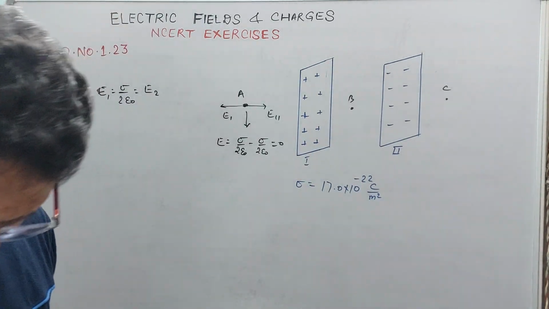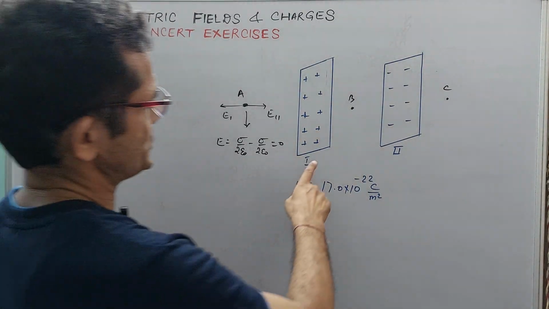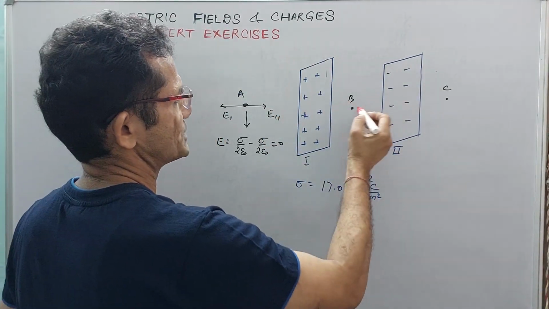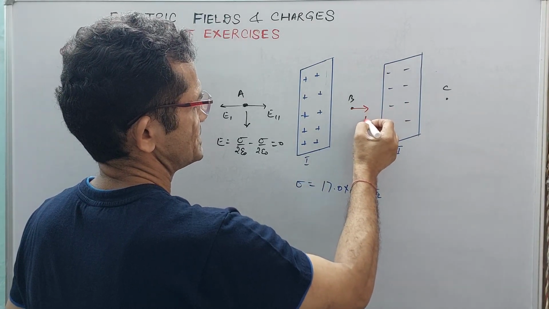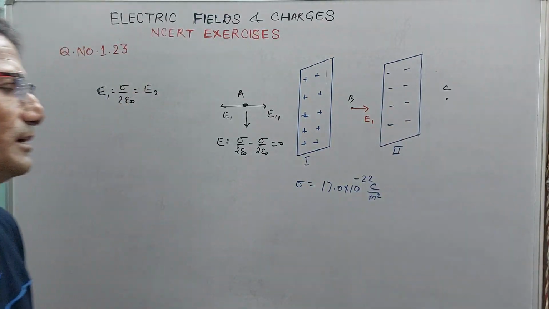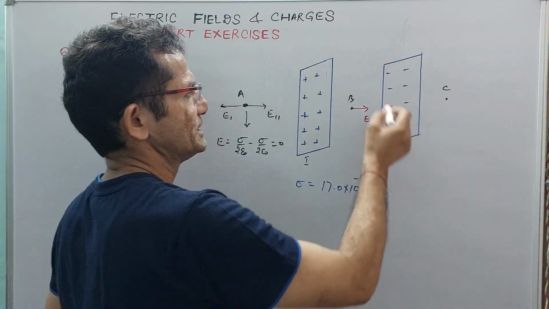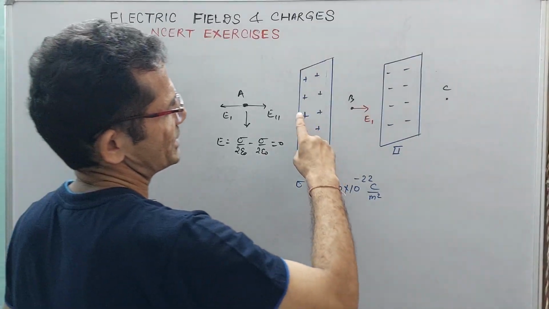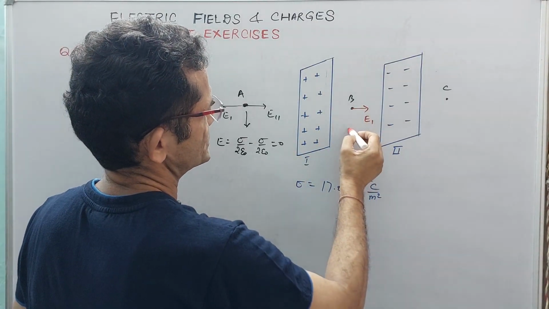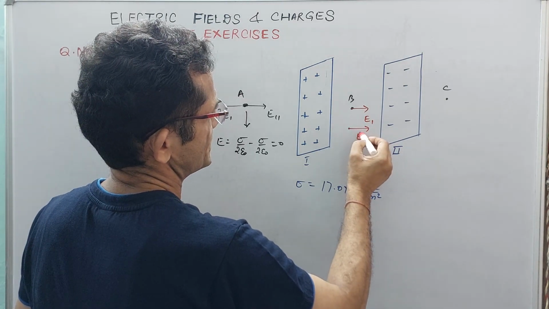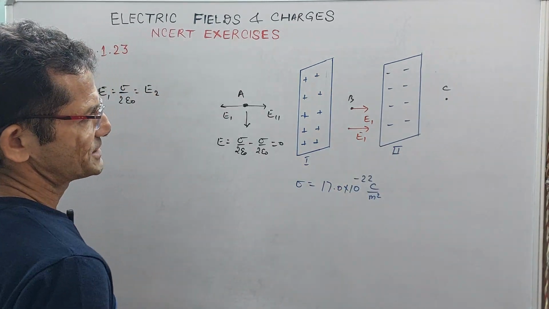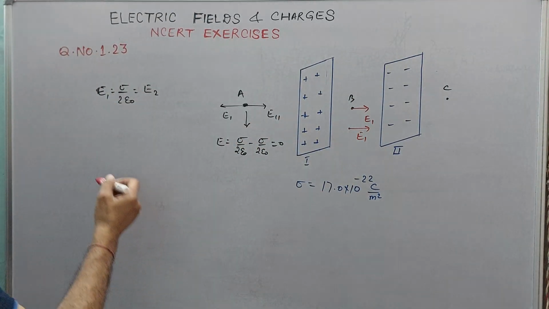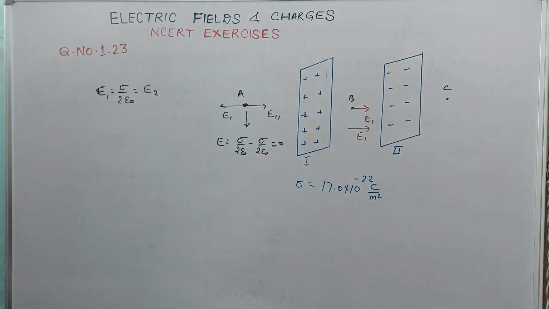At the point B, the electric field due to the first plate, which has a positive charge, is away from it, so it is E1. This is a negative plate, and the electric field due to the negative plate is toward the negative plate. So the second plate also has the same direction. Since both have the same direction and the same magnitude, the resultant electric fields will be added.